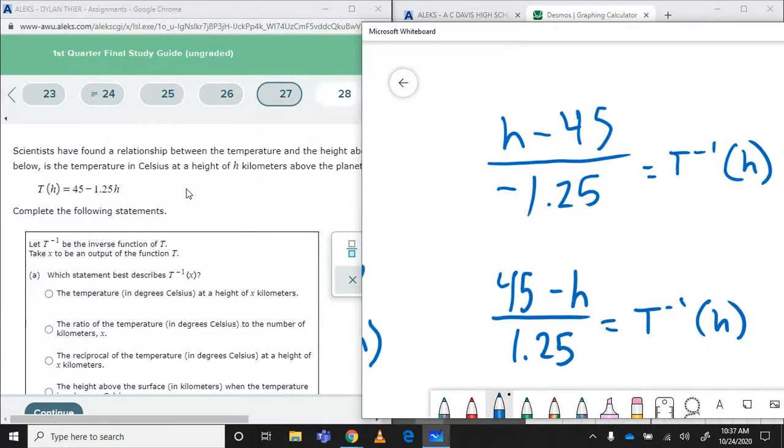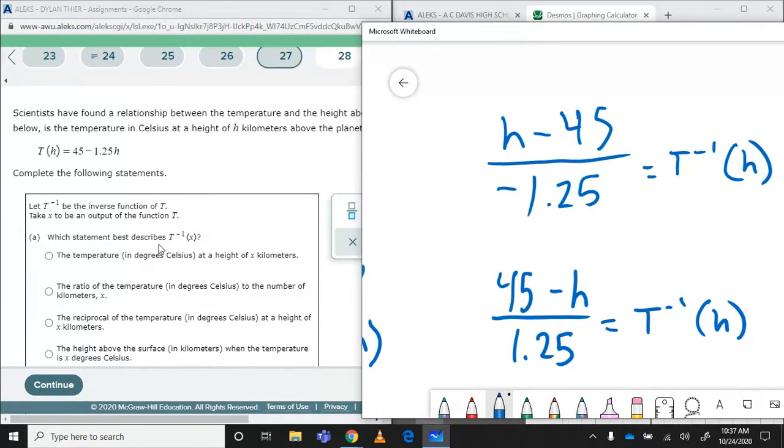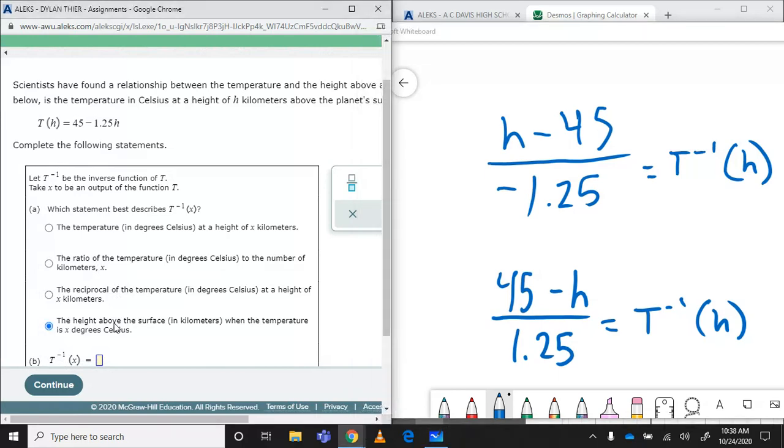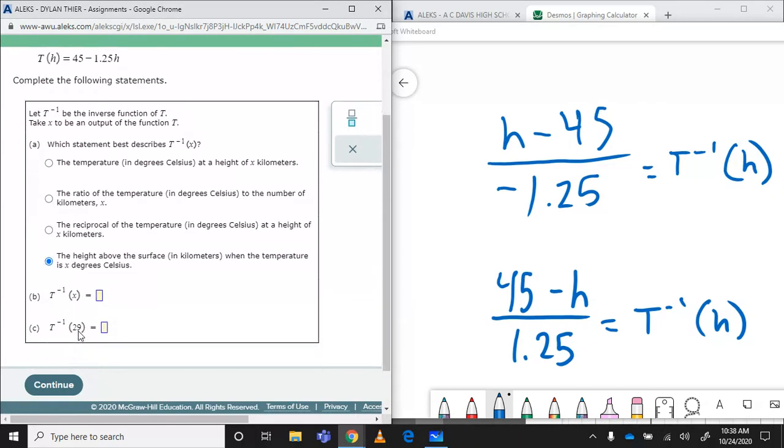If we're looking over here and we want to say which statement best describes the inverse, well, our original equation was the temperature as a function of the height. So now we have the height as a function of the temperature. The height when the temperature is a certain amount of degrees. Our inverse function is given here, 45 minus h over 1.25.